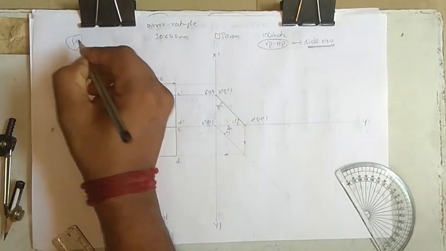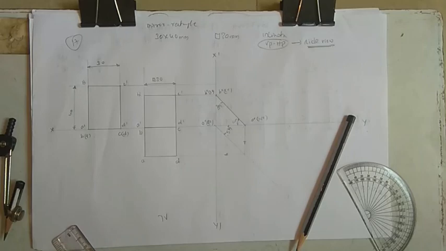Okay, so this is number 17. Okay, so inclined to the wall. Okay, thank you.